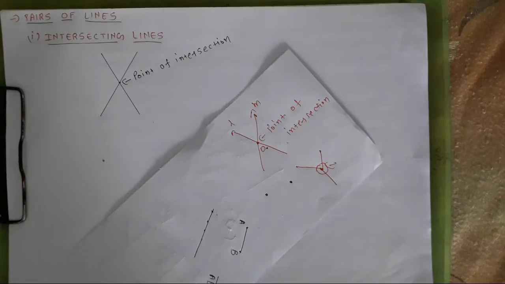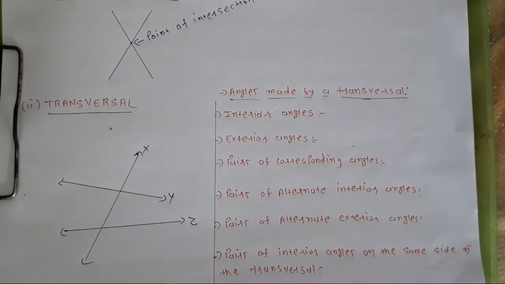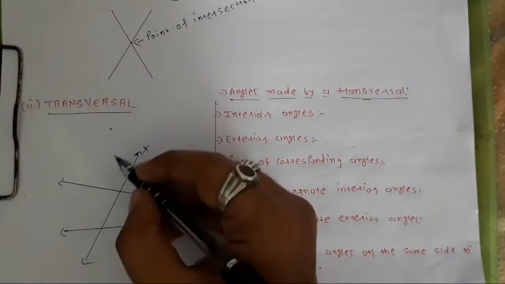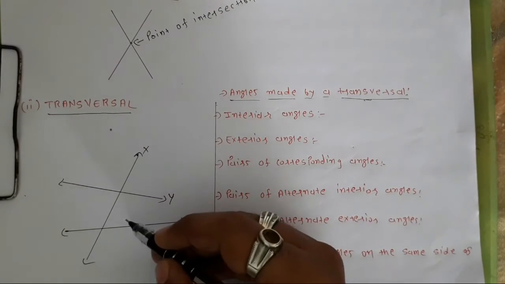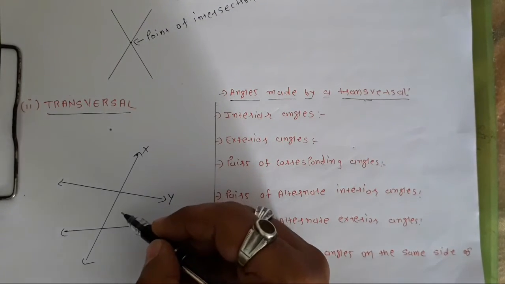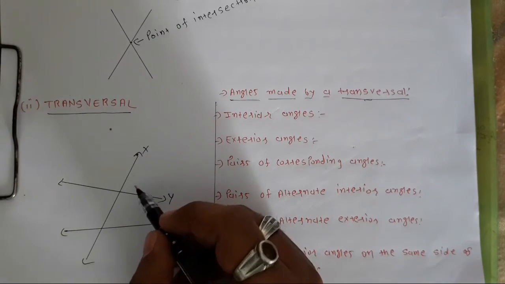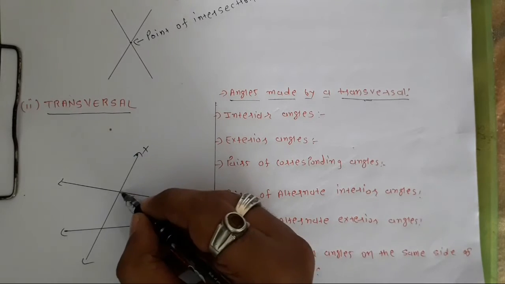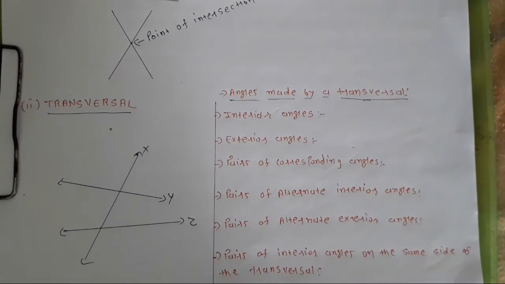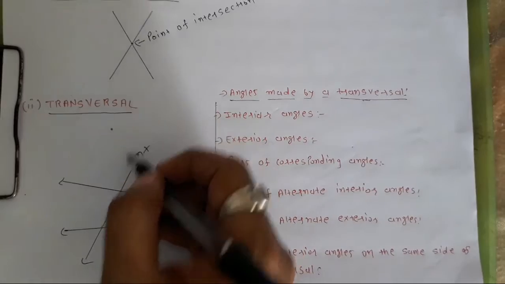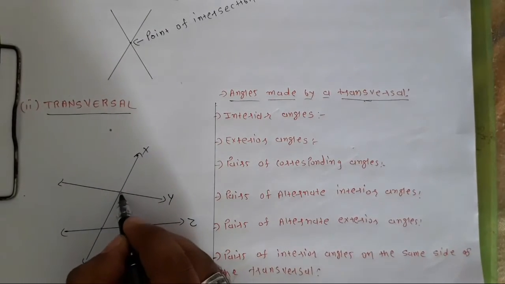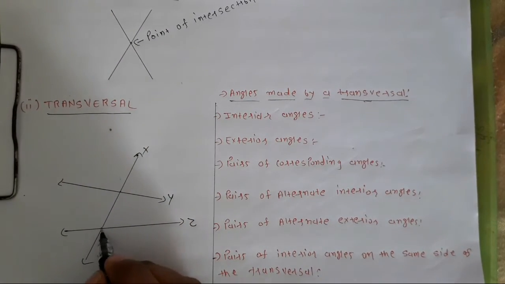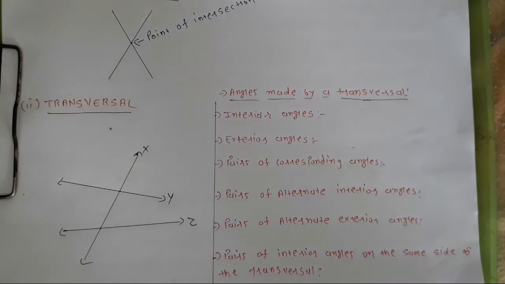Now the next one, transversal. What is a transversal? A line that intersects two or more lines at distinct points is called a transversal. A line which intersects two lines at two different points, not at the same point. This one is different and this one is a different point. That is called a transversal. For example, this one is my line Z, this one is line Y, and line X intersects Y and Z at two different points. This one is different and this one is different. So this line is called a transversal.